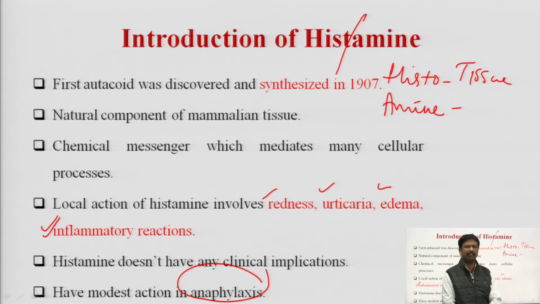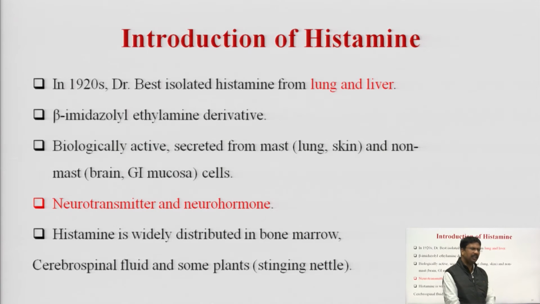What is anaphylaxis? Anaphylaxis is the severe condition of the hypersensitivity. It is the, you can say, chronic condition when the hypersensitivity is seen. It is very dangerous and characterized by bronchospasm, loss of fluid, and in some conditions it may lead to the death also. So it is a very dangerous condition when untreated. Allergy, or hypersensitivity, if untreated, may lead to the anaphylactic shock or anaphylaxis. Now, in 1920, Dr. Best isolated the histamine from the lung and liver.